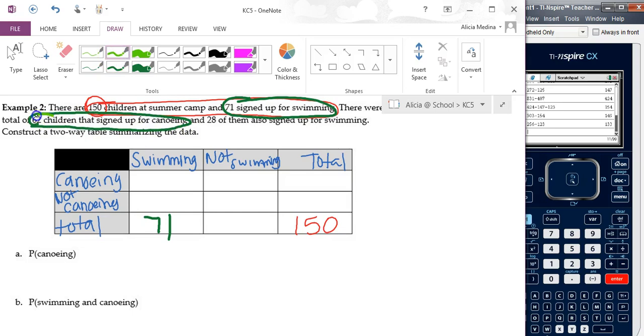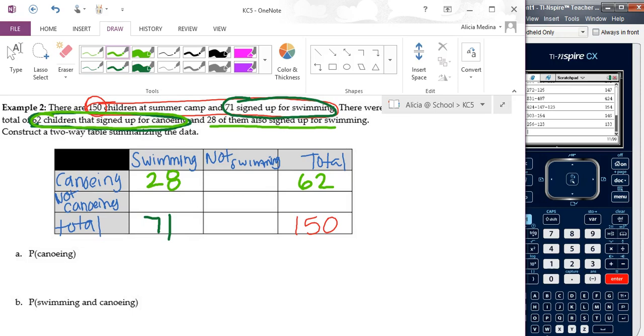That's not the right green I wanted to use. I wanted to show you the difference of greens. So 62 signed up for just canoeing. So out of my canoeing, total number of people, 62, 28 of them also signed up for swimming. So of the people that are canoeing, 28 of them signed up for swimming. So where does canoeing and swimming meet? That would be right here at 28.